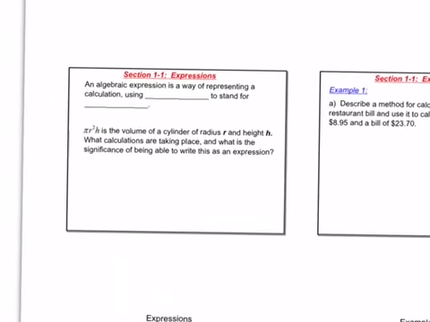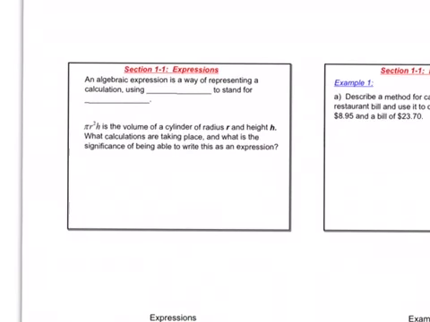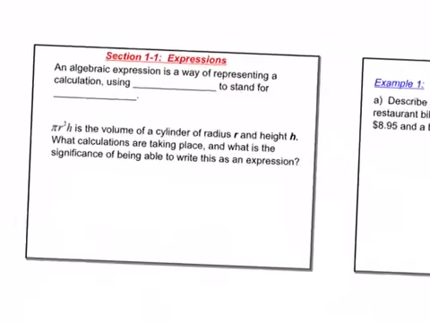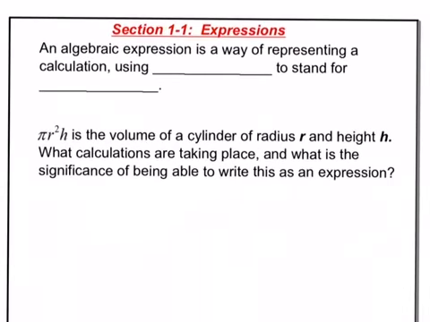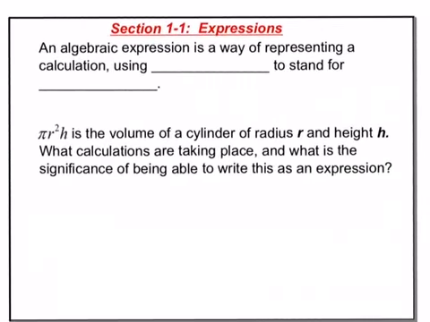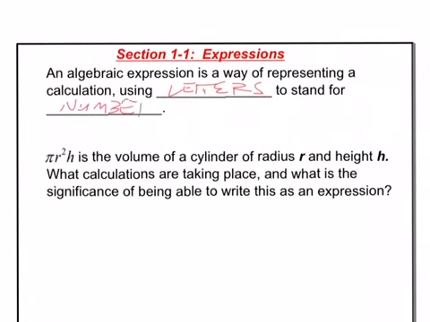So the basis of most of algebra is this statement right here. It says, an algebraic expression is a way of representing a calculation, so we know that. And obviously we're going to be using letters to stand for numbers. Those letters we know are called variables when we use them in math, and we learned that in Algebra 1. So letters to stand for numbers. And you'll have to excuse the writing. Tough to write on the iPad sometimes.